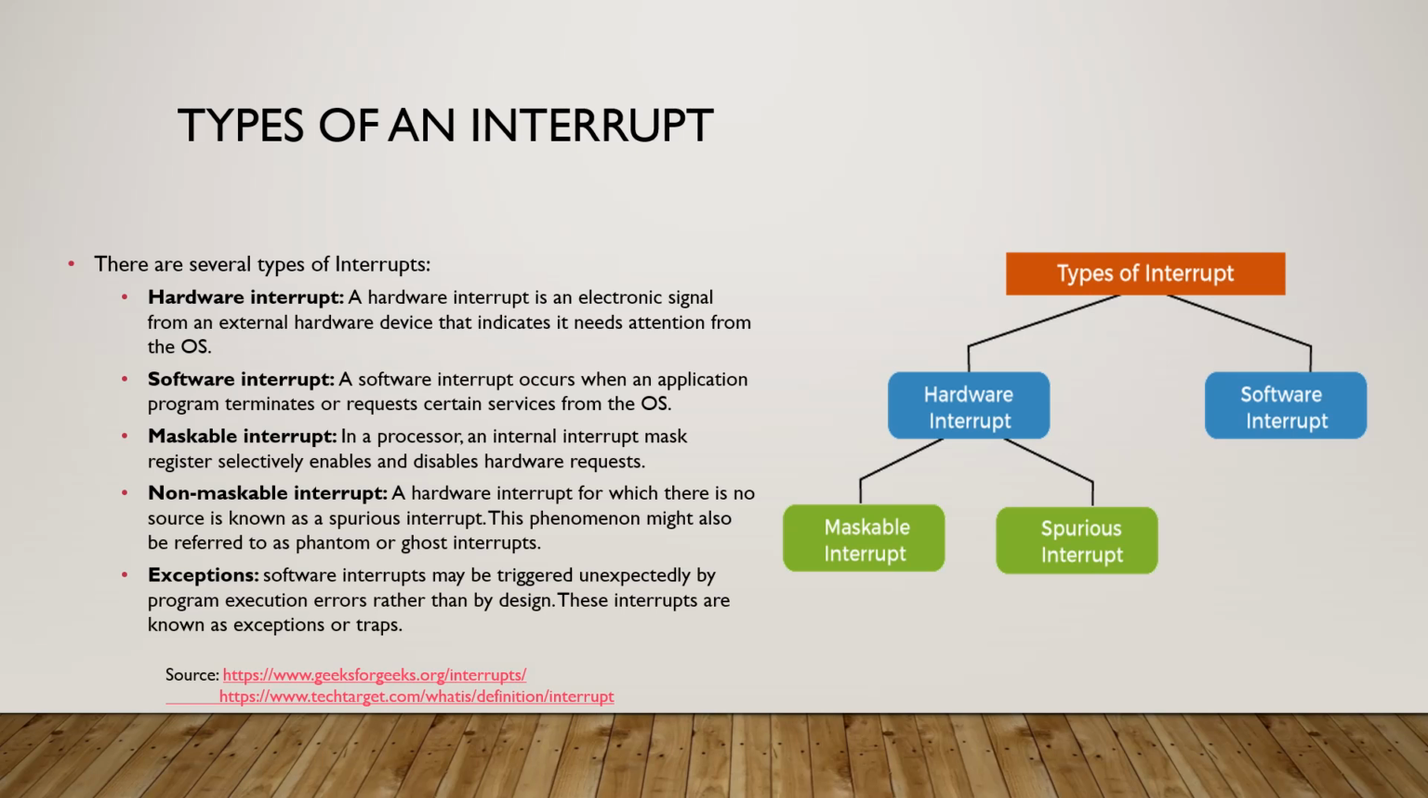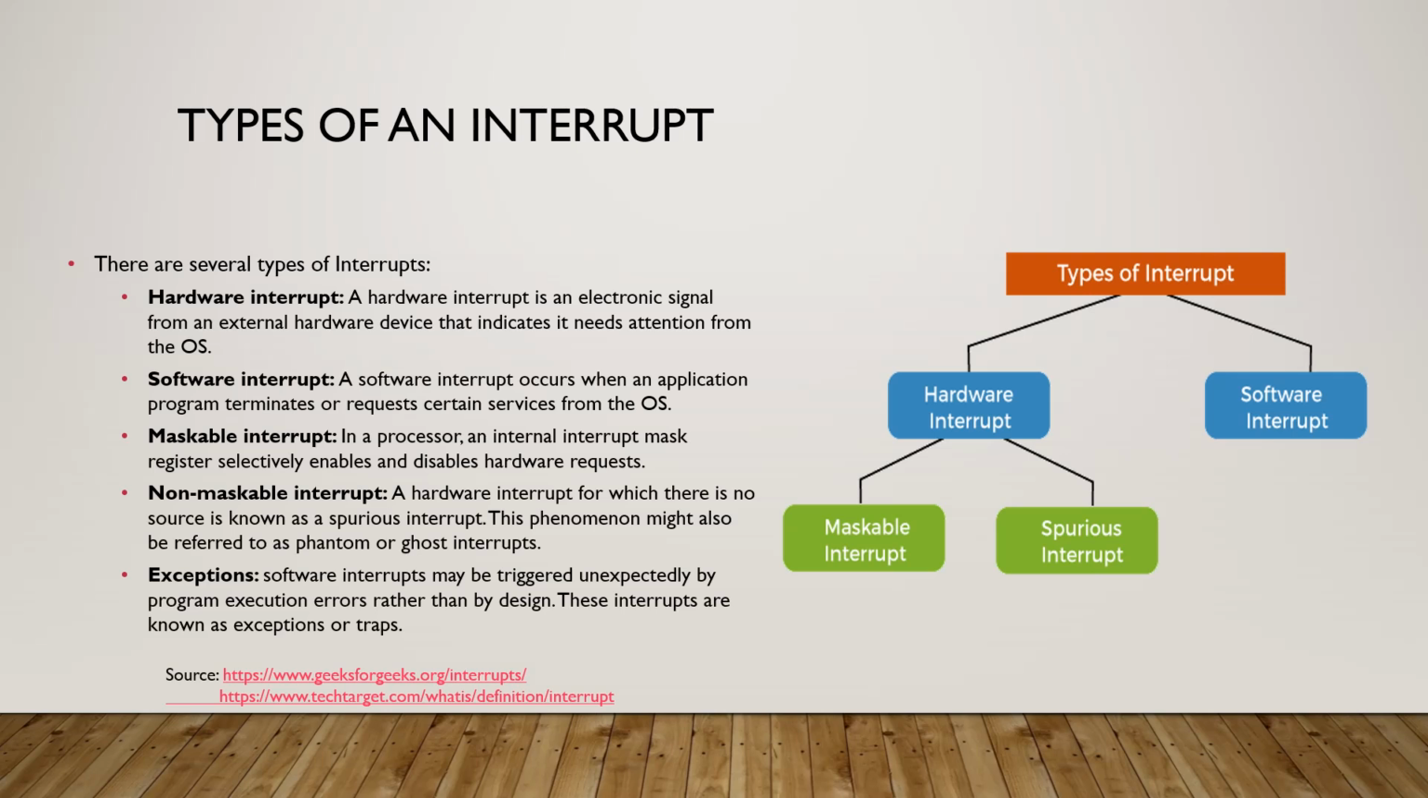Under software interrupt, a software interrupt occurs when an application program terminates or requests certain services from the operating system. It can be opening a new document, it can be downloading a new application, it can be printing, which software requires attention from the operating system.